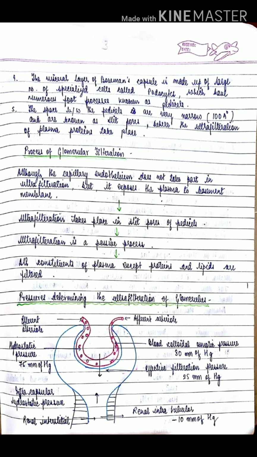Ultrafiltration is basically a passive process and involves various kinds of pressures that determine the ultrafiltration process. The diagram shows various pressures that are involved and are present in the glomerulus area. First is the hydrostatic pressure, that is 55 mm of Hg. Then is blood colloidal osmotic pressure, 30 mm of Hg. Then is effective filtration pressure, that is 25 mm of Hg. And there is renal intratubular pressure, which is 10 mm of Hg, and intracapsular hydrostatic pressure of 15 mm Hg.